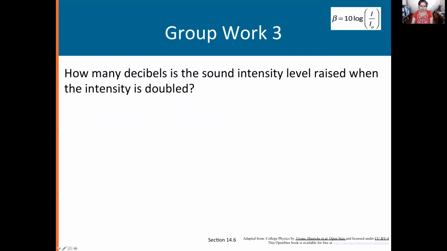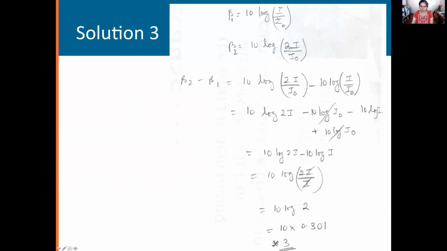How many decibels is the sound intensity level raised when intensity is doubled? Okay, so we just need our formula again. I've written it up here for you. The easiest way to do this, since no levels are given to you, is to just double the threshold intensity. So take I as twice I0. And then substitute that in the formula, and you will be able to solve it, and hopefully you will get the same result as me. So you should do that and then compare and find that you get 3 decibels. So when your intensity doubles, the intensity level only goes up by 3 decibels.